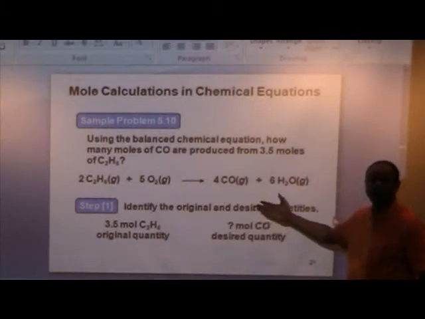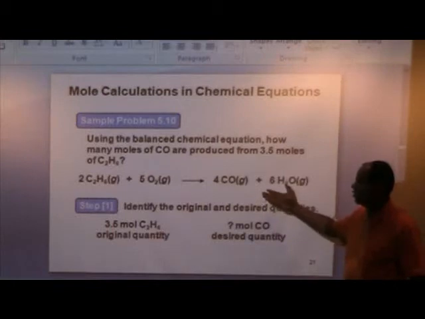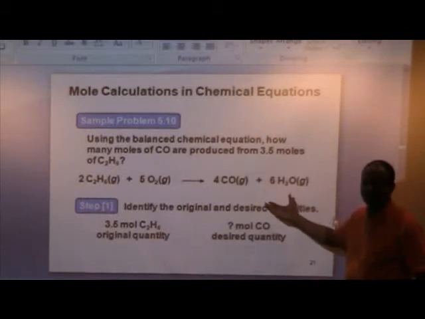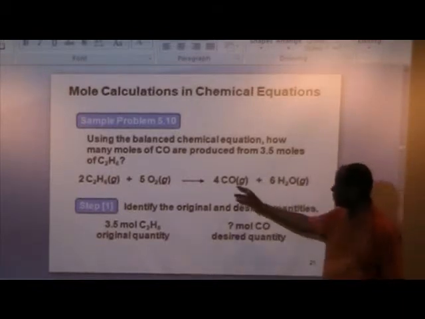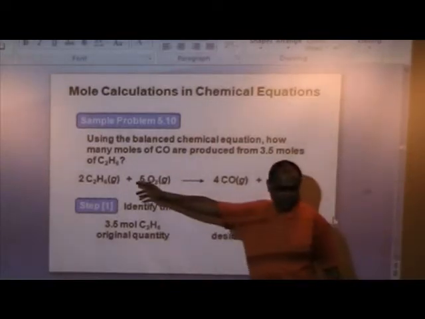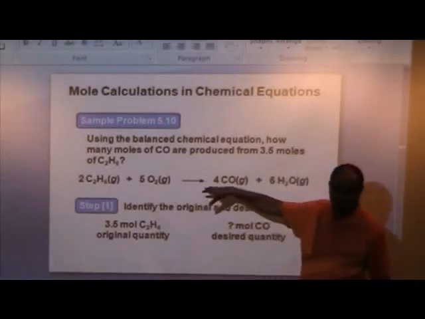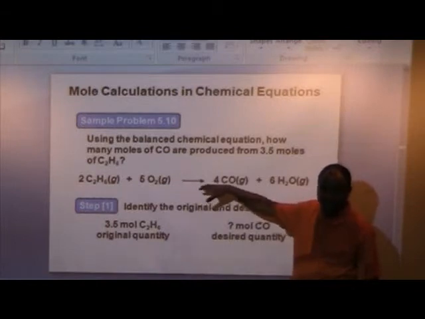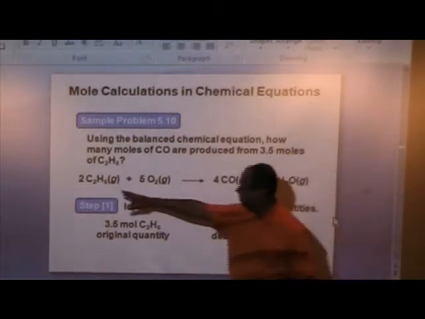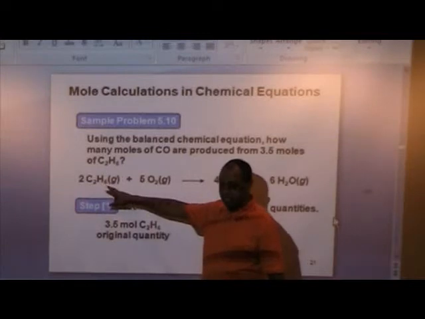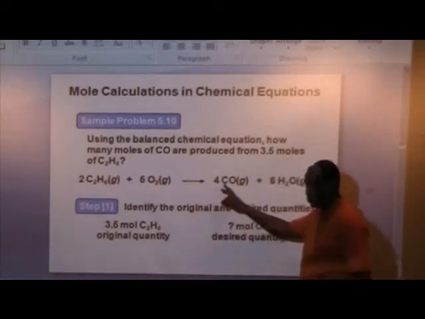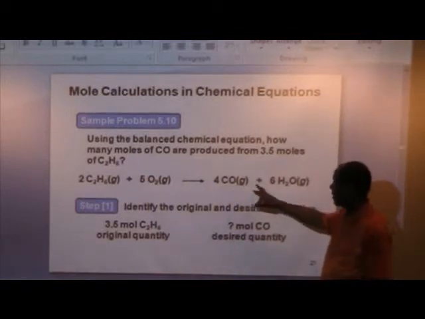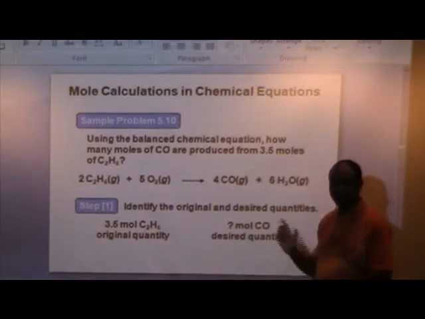The purpose of balancing the equation is not just to respect the law of conservation of mass. The purpose of balancing the equation is also an indication of how much of the products we get from the reactants. I can interpret this, or translate it, that every 2 moles of ethane reacts with 5 moles of oxygen, produces 4 moles of carbon monoxide plus 6 moles of water. The ratio is like that.